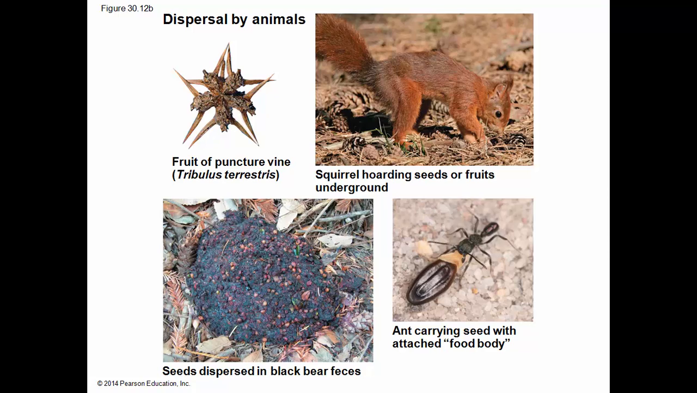Okay, here's an ant carrying a seed with an attached food body. So the idea here is that a seed will have a little bit of fruit nutrition attached to it, and then it will entice an animal like an ant to pull that seed down into its burrow, and then it will eat that food body, and it'll leave the seed in a condition where it's appropriate for it to sprout.